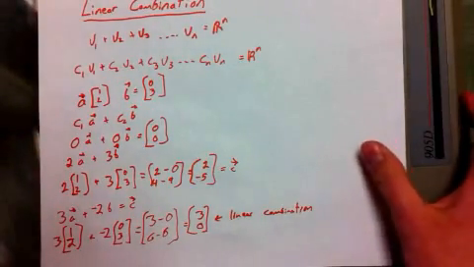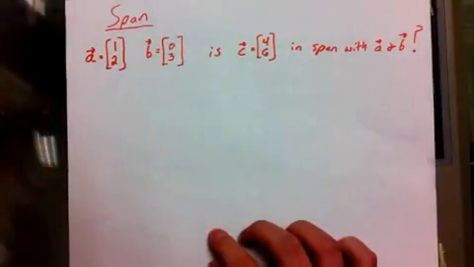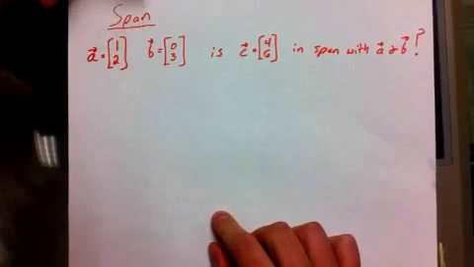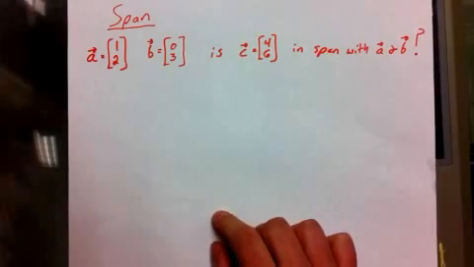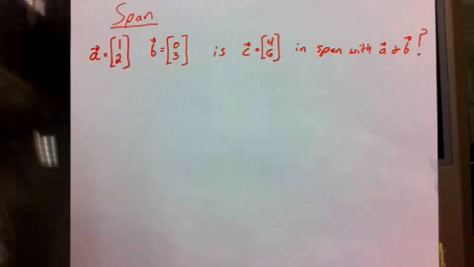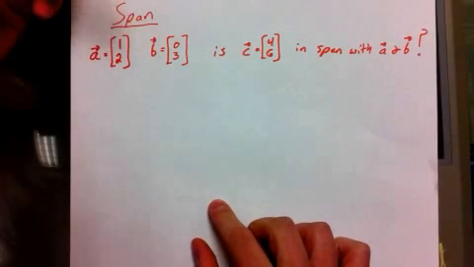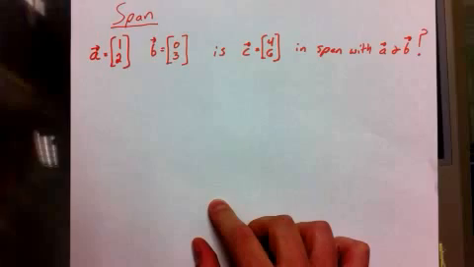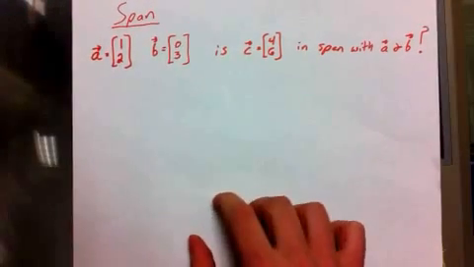Now we're going to move on to span. Say you were posed with the question, given vectors A and B, is C another vector in the span of A and B? What span is, is if you can find a linear combination of A and B which will give you C.